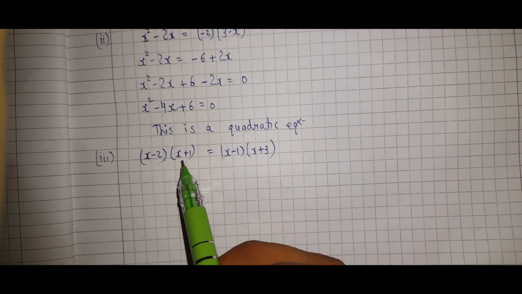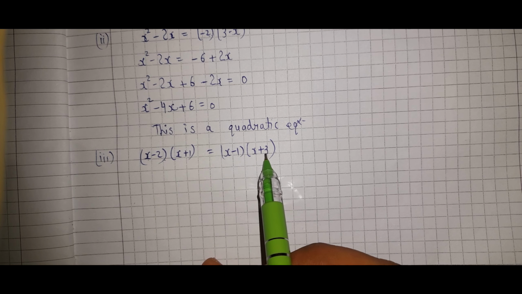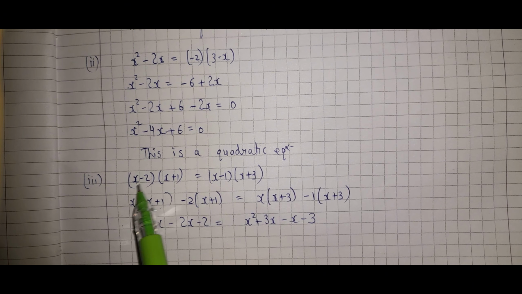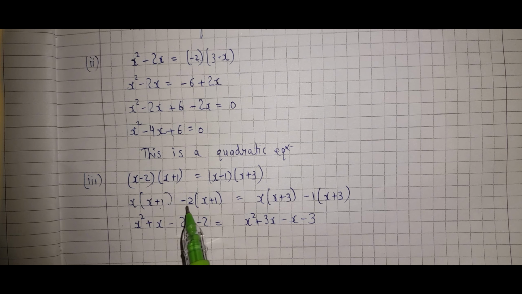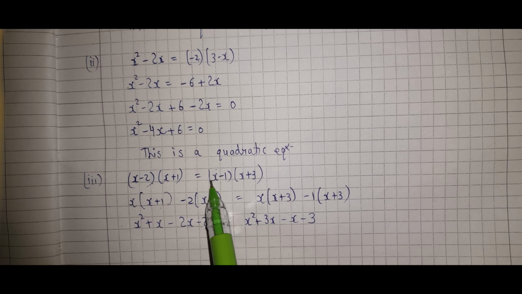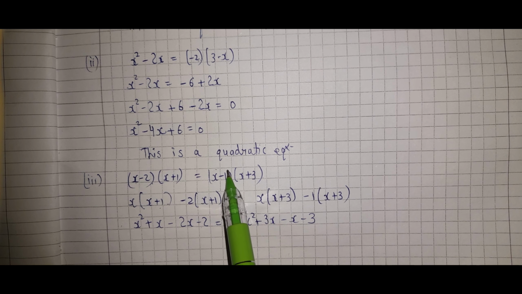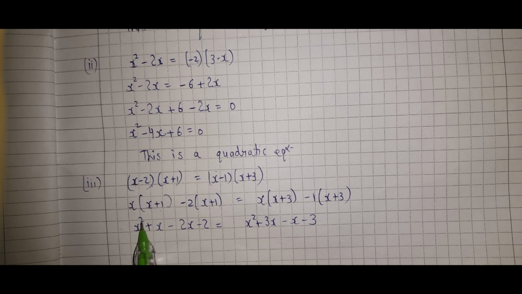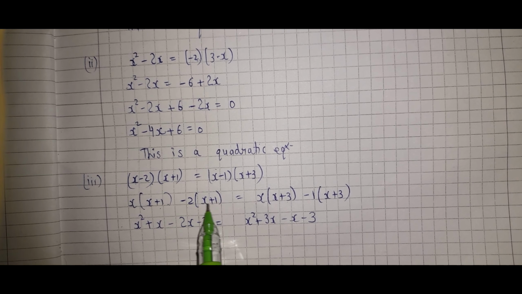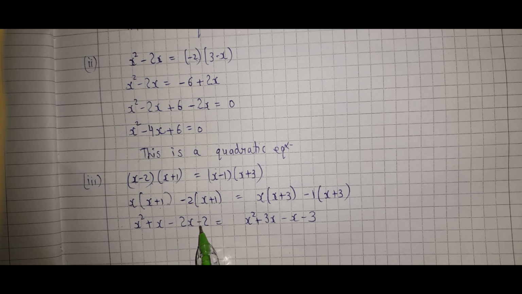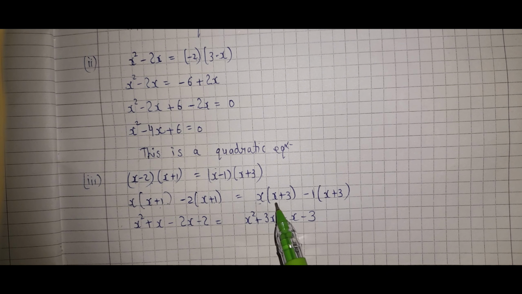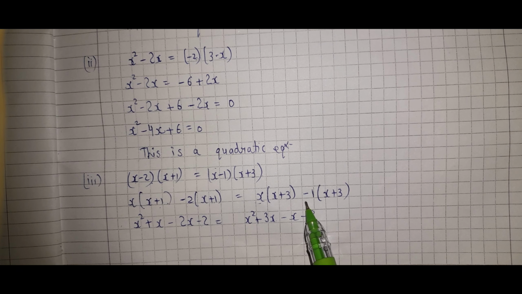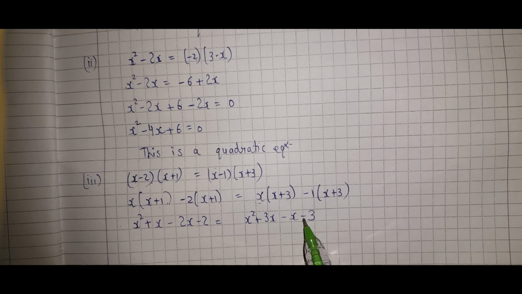Third part, x minus 2 into x plus 1 equals to x minus 1 into x plus 3. Now multiply x with x plus 1, minus 2 with x plus 1, on the right hand side, this x with x plus 3 and minus 1 with x plus 3. Again multiply this x with x plus 1, it will become x square plus x. Minus 2 with x plus 1, it will become minus 2x minus 2, because minus plus will become minus. Here x after multiplying with x plus 3 becomes x square plus 3x, and minus 1 after multiplying with x plus 3 becomes minus x minus 3.